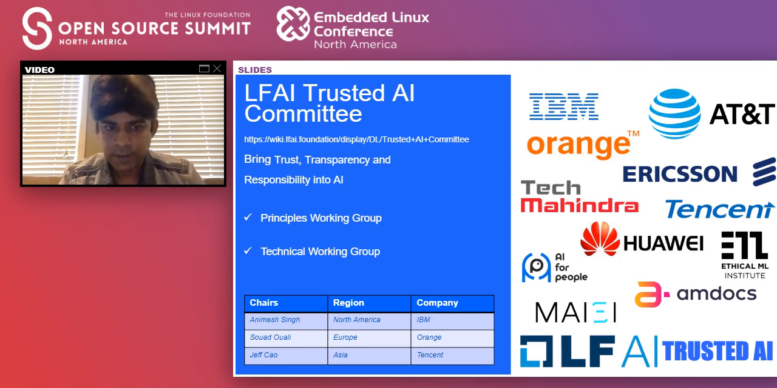As I mentioned, I'm one of the co-chairs for North America. We have Swad Wali from Orange, who is representing the Europe side. And then we have Jeff Call, who is representing Asia, and he works for Tencent.